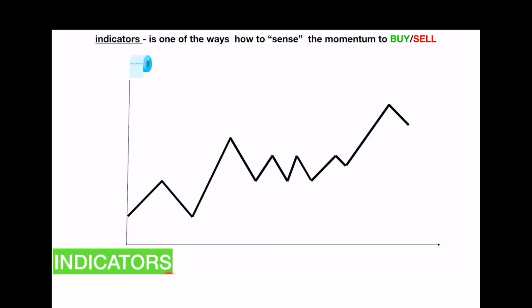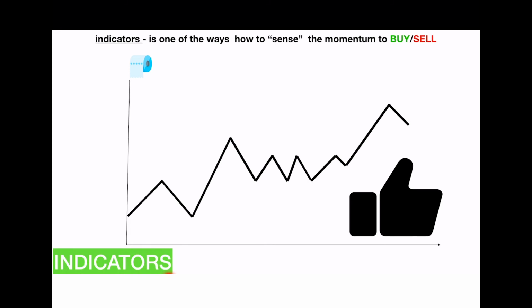The most important part of what indicators are doing is that they are trying to sense the momentum. So when do you need to buy or when do you need to sell? If you ask your grandmother, for example, by looking at this chart or any kind of asset, she will tell you that you have to buy it when it's low and sell it when it's high, right? So, where is the momentum?